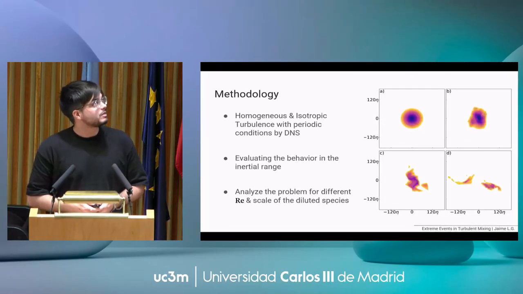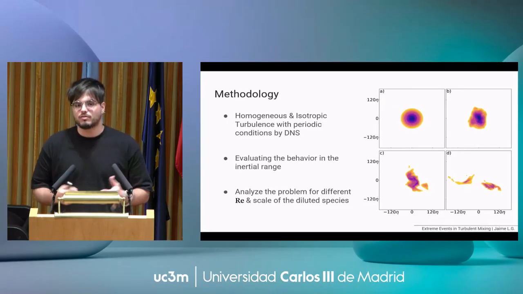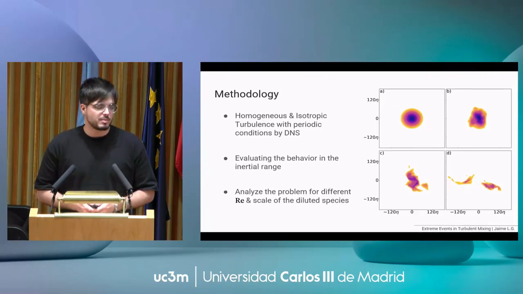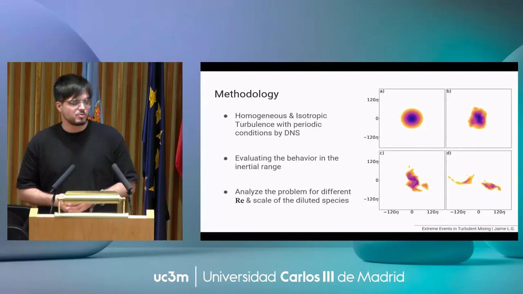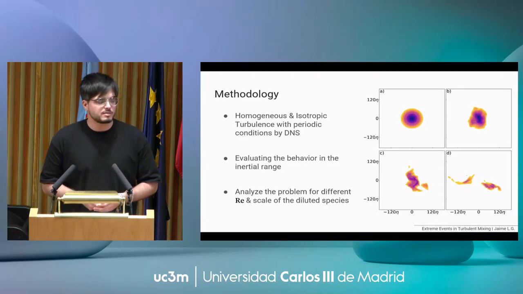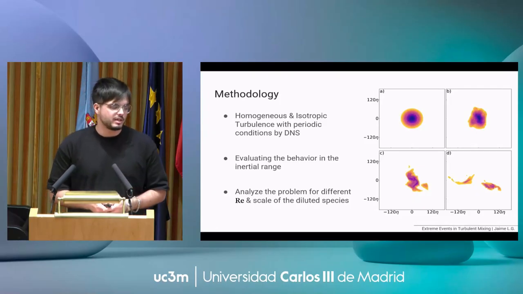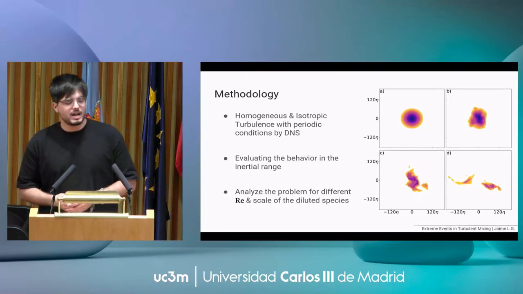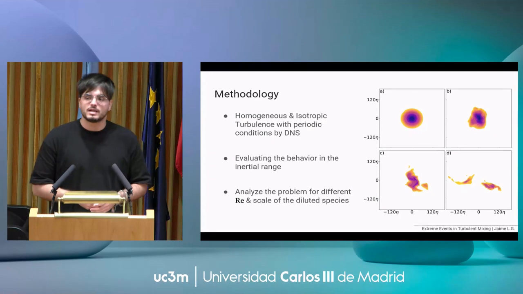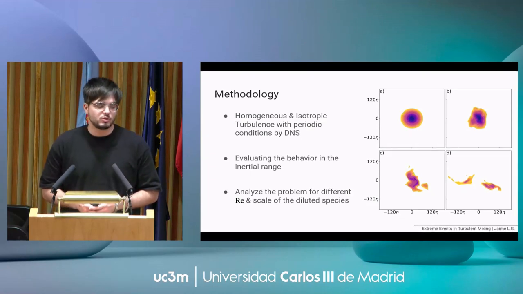With respect to the methodology, we have used a DNS solver to have all the information about the system. The turbulence is homogeneous and isotropic, with the aim of evaluating the behavior in the initial range of the spectrum. And we have analyzed the problem for different Reynolds numbers and scales of the diluted species.